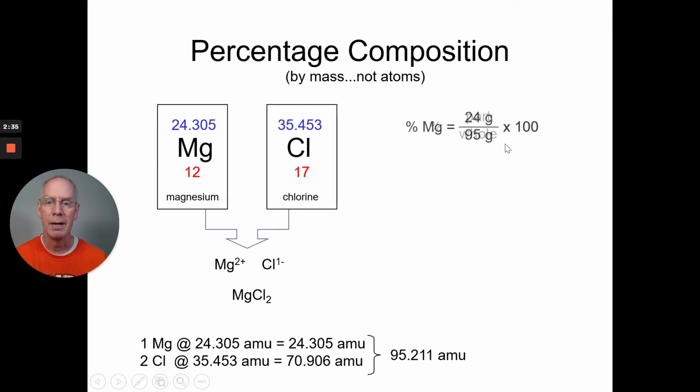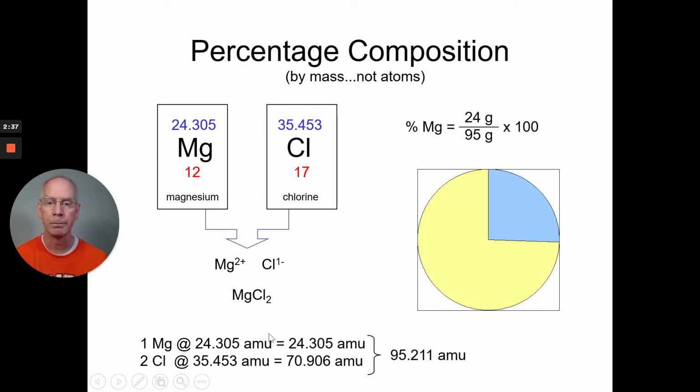So if I want to find the percent that's magnesium, well, 24 grams of it is magnesium out of the total 95. That comes out to 25.5% magnesium, and of course the 2% have to add up to 100, so the remainder must be 74.48% chlorine. Okay? All right, that's what I mean by percent composition. It's always by mass.